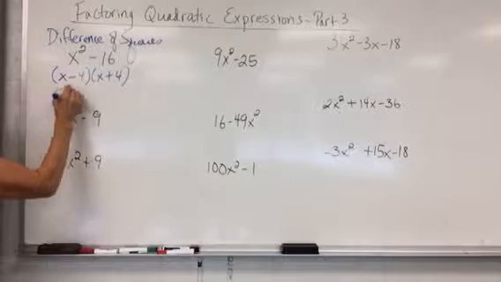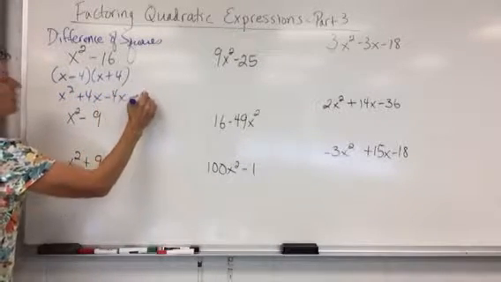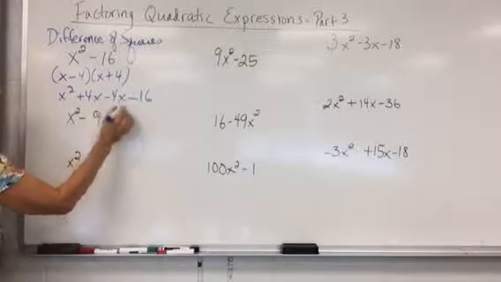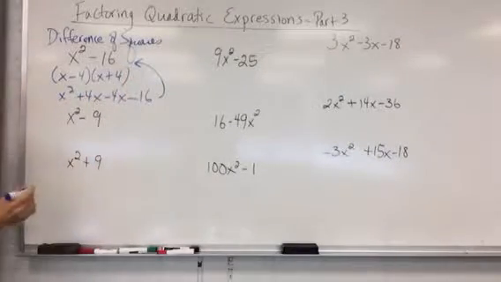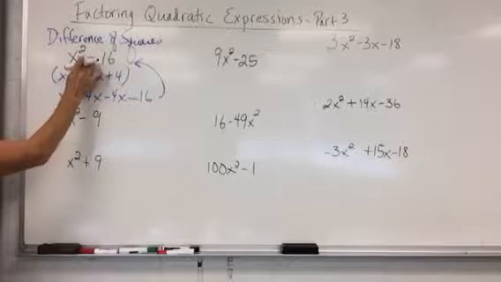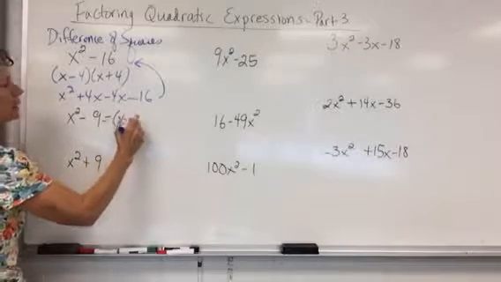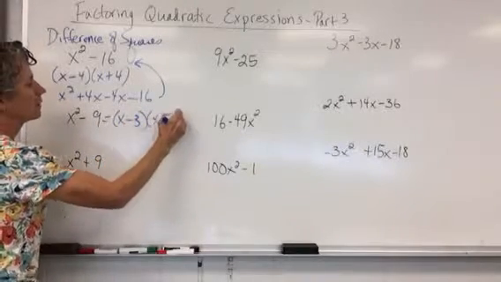And if we check that, we see that you get positive 4x and negative 4x, and those cancel out to 0, and that's how you get x squared minus 16. So special case, difference of squares. When you see a binomial, see if it's a difference, and then you can factor it this way. So x squared minus 9 would be x minus 3, x plus 3.